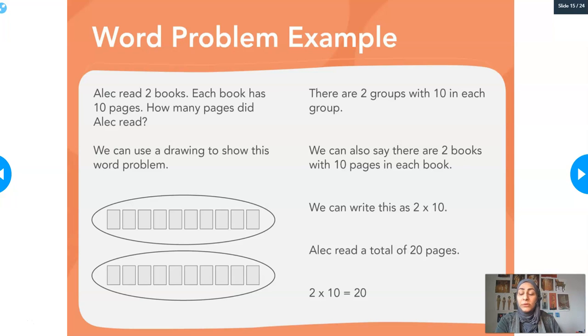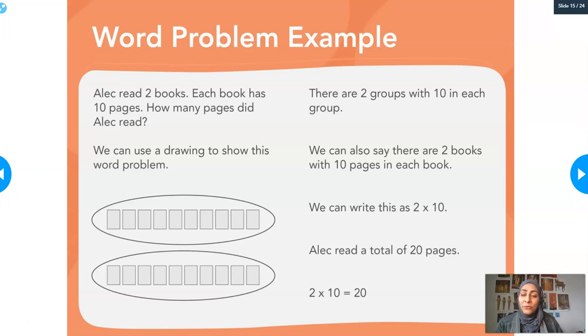We can use drawing to show this word problem like this. This group means the first book and the second group means the second book. There are 10 in each group, the 10 pages in each book. So I can say there are 2 groups with 10 in each group, or 2 books with 10 pages in each book. My equation is going to be 2 times 10. So Alec read a total of 10 and 10, 20 pages. Here is my equation: 2 times 10 equals 20.